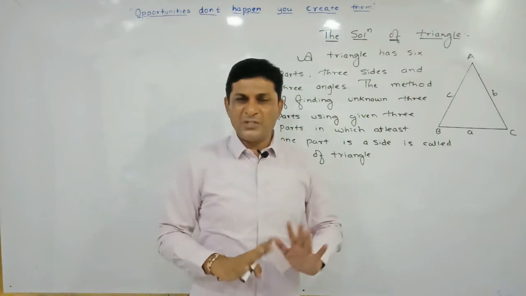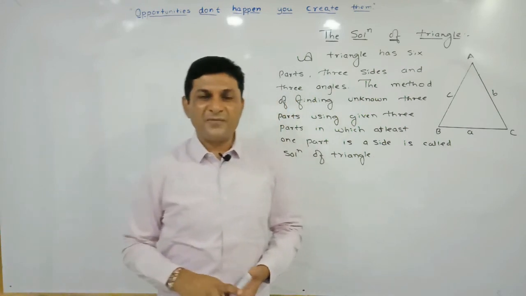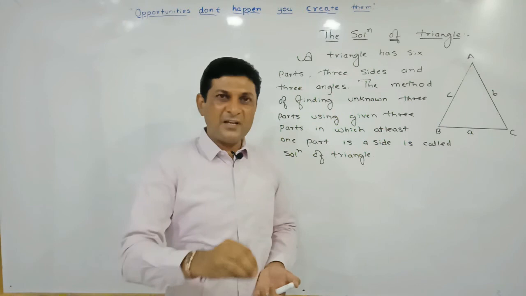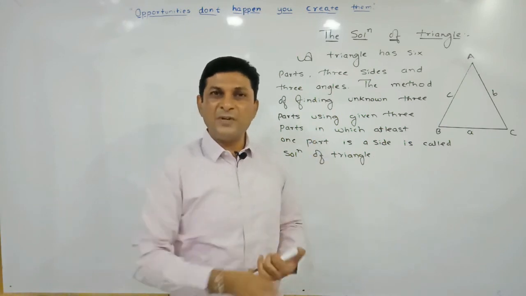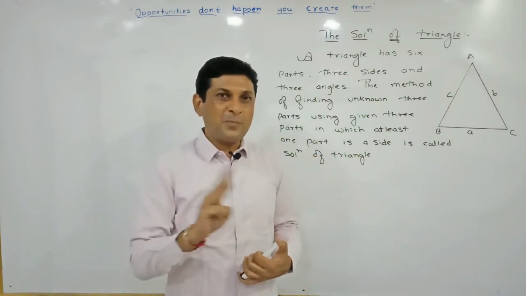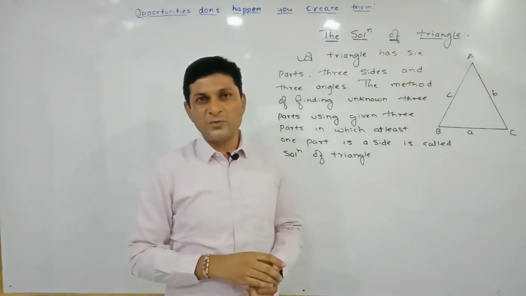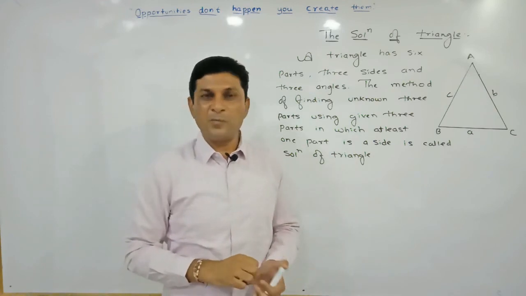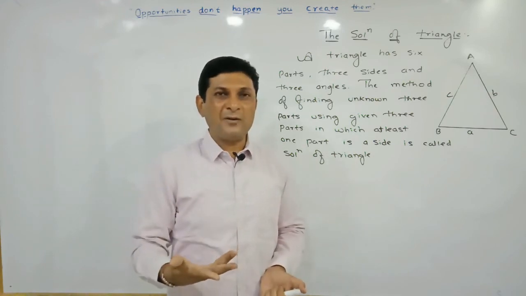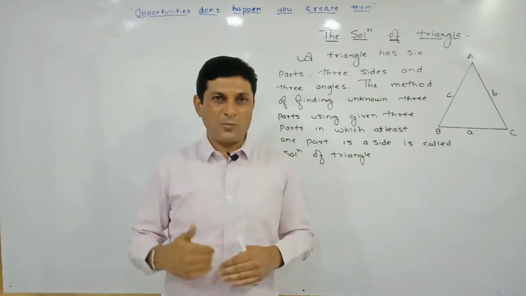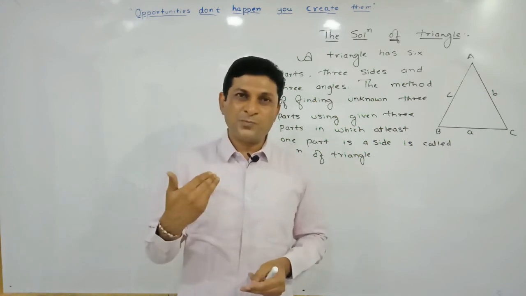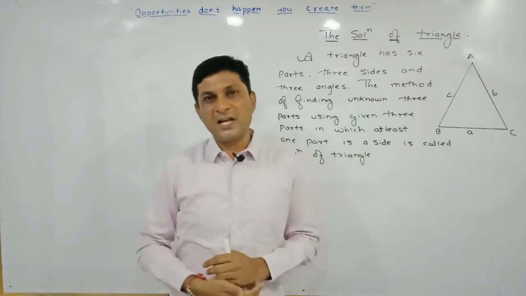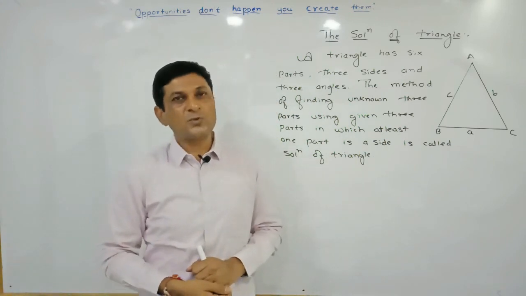Then this method or process is called what? Solution of a triangle. Means in short, we can remember this definition as: the method of finding unknown parts using the given parts. But among the given parts, at least one side should be given to us, so that we are able to find the unknown parts. And to find these unknown parts, we have to apply some formulas. Now let us try to prove these formulas. These formulas are nothing but theorems for us to solve the examples.